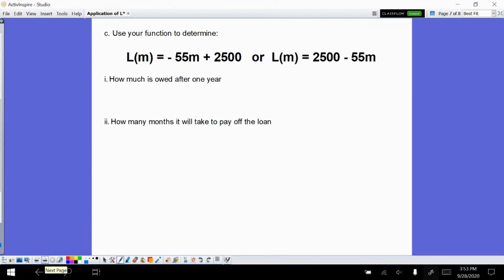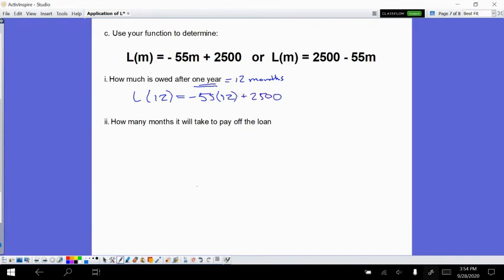Once we've written that equation and understood what the slope and the intercept tell us, we can answer this question: how much are you going to owe after 1 year? But be very careful with your units, because our units here are months. So 1 year is 12 months. We would not be making very good progress if we just plugged in 1. So we're going to plug in 12 to indicate that we've made 12 monthly payments.